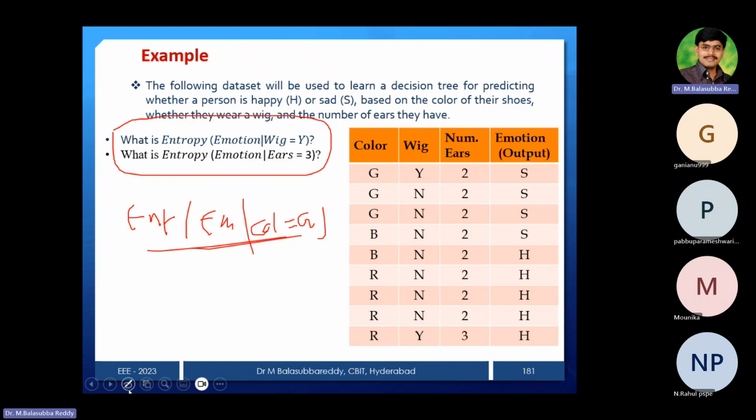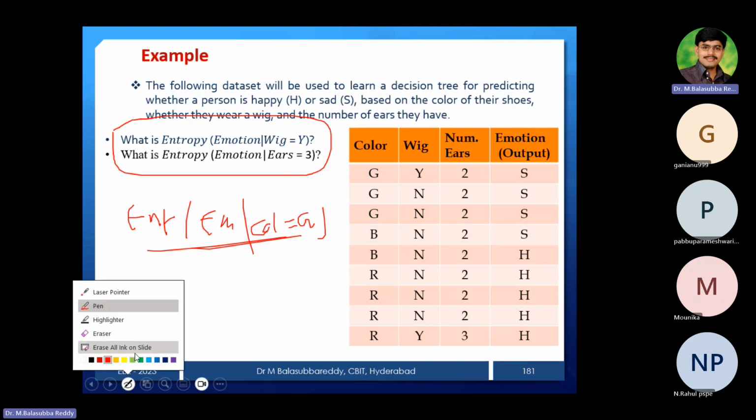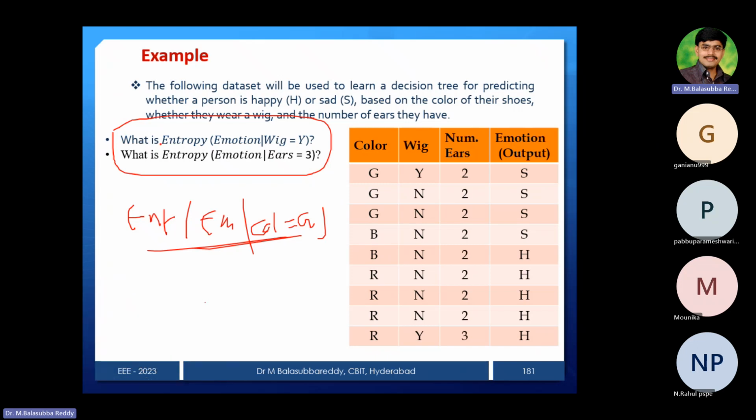You can see it is very simple logic. The formula is a fixed one. My question is, you have to calculate entropy. For emotion with wing, I calculated the entropy value. With ear, years equal to 3, I calculated the entropy value. Now my question is, I have to calculate the entropy of emotion with color is green. Color is green; we have to calculate the entropy. And with color is green, how many? 1, 2, 3. Take this data out.